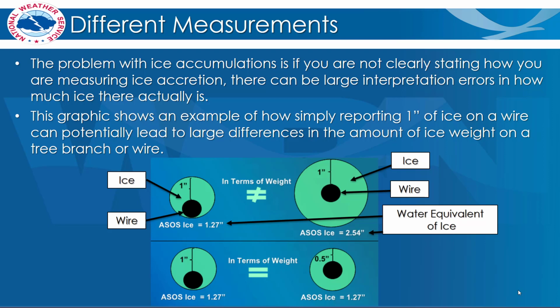Here's an example of ice accumulating around a wire. This example shows the difference of 1 inch of non-uniform ice accumulation around one side of a wire compared to 1 inch of uniform ice around the wire. Both measurements could be considered 1 inch of ice, but the actual water weight on the uniform ice accumulation wire would be double that of the non-uniform wire. The impacts due to this water weight would most likely be substantially different.